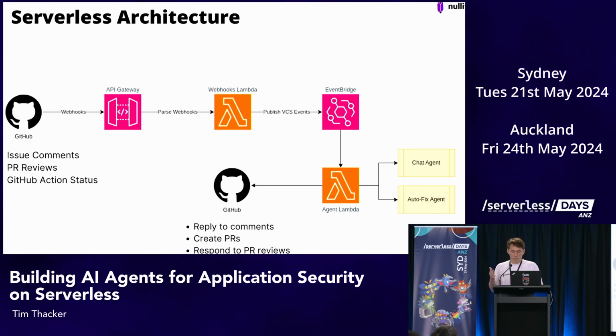so you could support other version control system platforms, GitLab, etc. You could put those events on EventBridge, where our agent Lambda can subscribe to it, and it either invokes the chat agent or the autofix agent. And then the output results of the agent are replying to comments in GitHub, creating pull requests, and responding to pull request reviews.